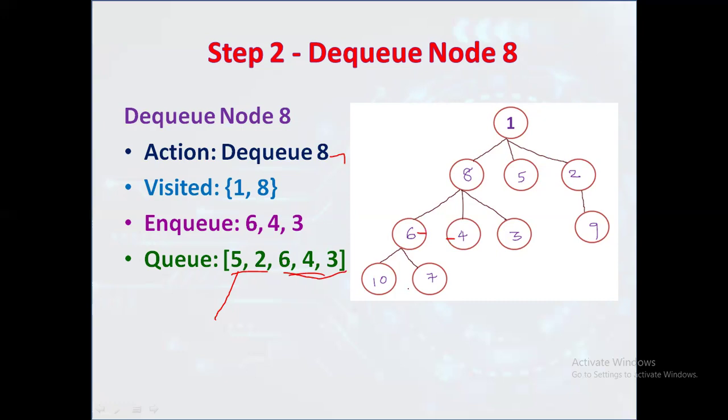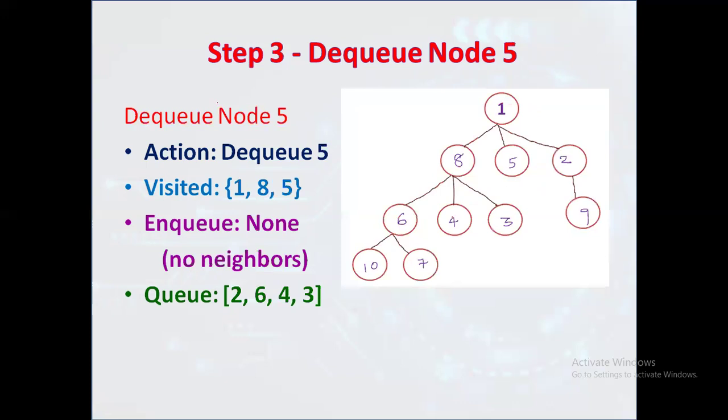What is the next step to be followed? Next we have to dequeue 5. This 6, 4, 3 we have already entered. Then we have to move on to the depth level. We are looking into the second level. This we have seen, this we have entered, and this we have to see. There is no child for this 5, so we have to dequeue this. Once you are dequeuing, this should be entered into the visited sequence, and enqueuing is none in this case.